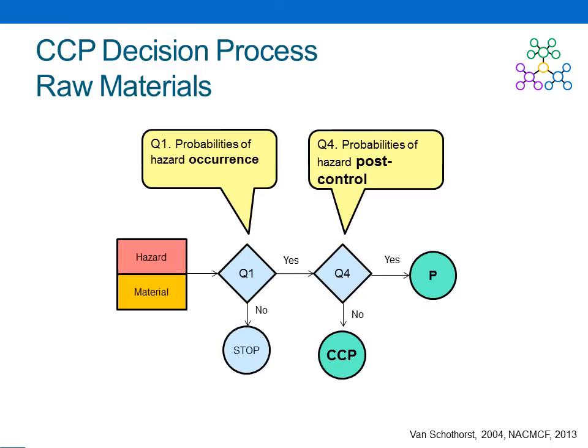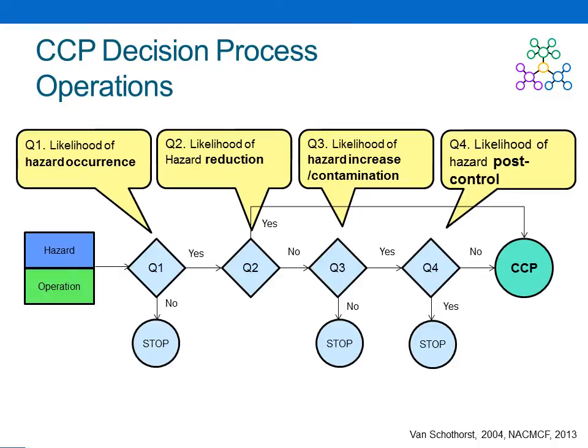To determine if a material is a critical control point, we take a decision based on the chances of occurrence and chances of subsequent control. And to determine if an operation is a critical control point, we take a decision based on the chances of occurrence, reduction, increase or contamination, and subsequent control.